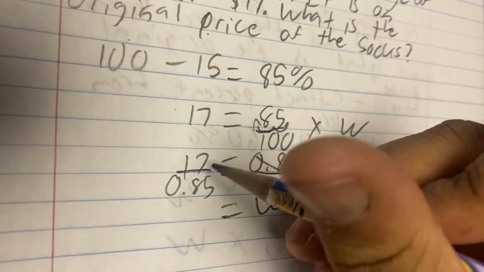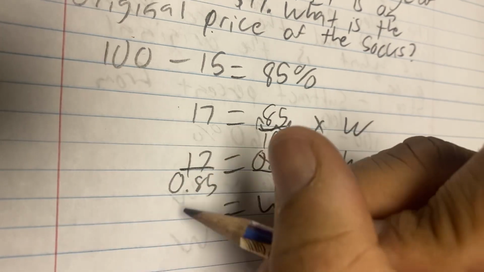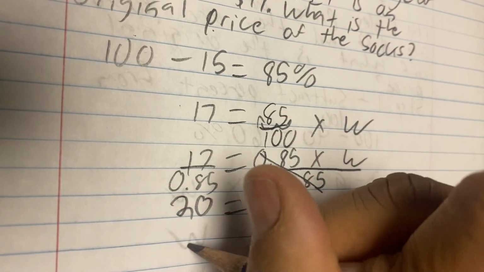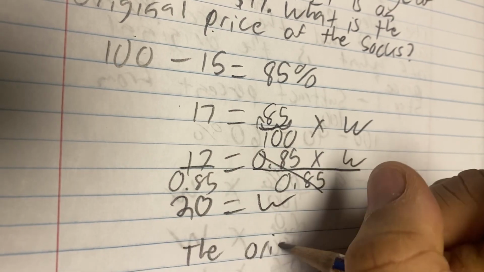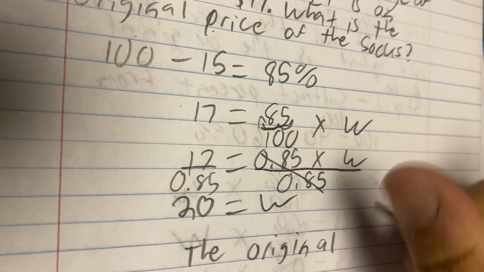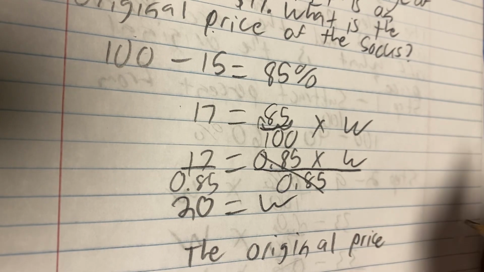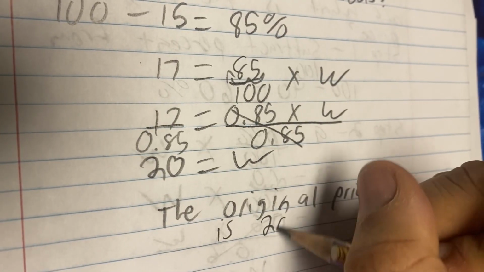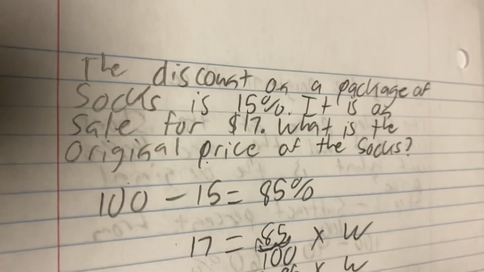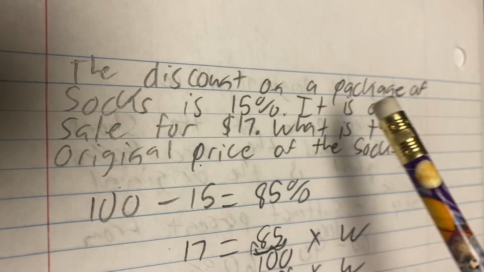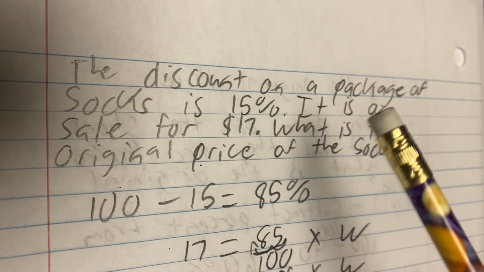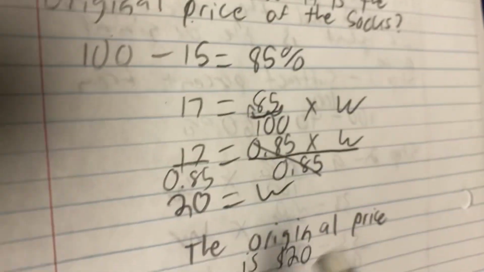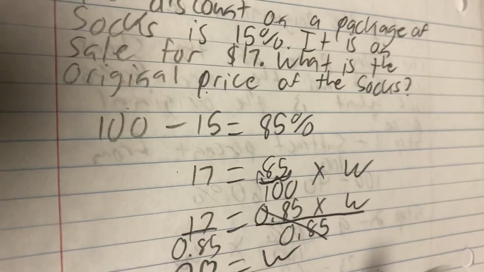And then we just have to divide this. I'm going to use a calculator. And that answer is going to be 20. So the original price, I'll just put it here, is $20. So the discount on a package of socks is 15%. It is on sale for $17. What is the original price of the socks? It is $20 after doing this equation.